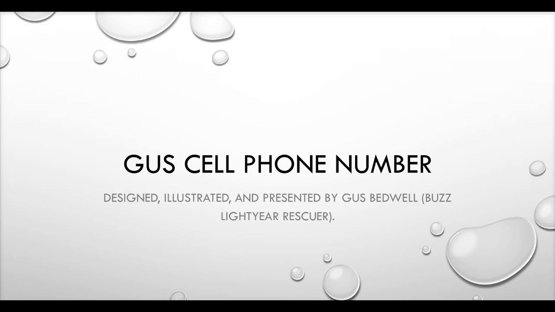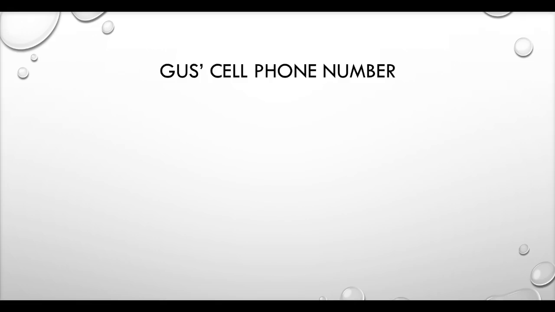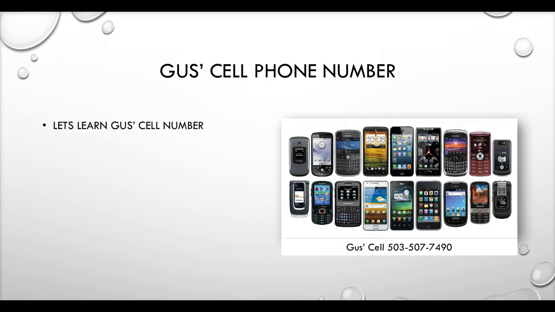What we're going to do today is I'm going to teach you my cell phone number using the information processing model. To get started, I want you to learn my cell phone number. So here we go. You'll notice here that there is a great picture of some cell phones, and then right down here is my cell phone number.